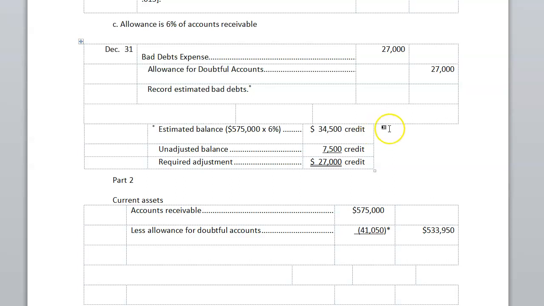Now this is telling us the amount that we want the allowance to be after we make the journal entry. So once we've determined this amount, then we're going to subtract any amount that's already in our allowance account, which is $7,500 as given above. So that gives us a $27,000 credit that we need to make for the adjusting journal entry. So again, the accounts are the same. We're going to debit bad debt expense and credit allowance for doubtful accounts. However, we are going to take into account any amount already recorded.